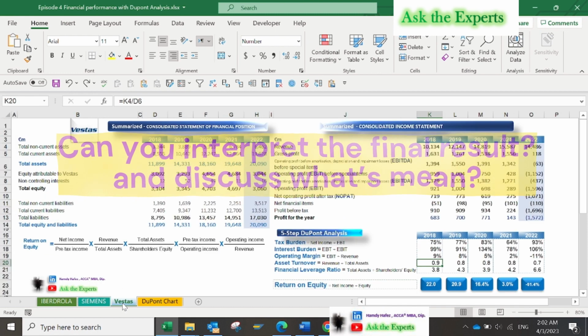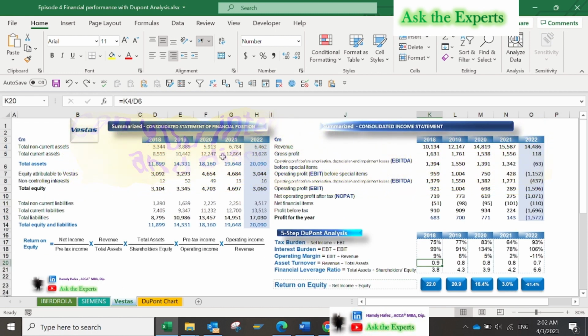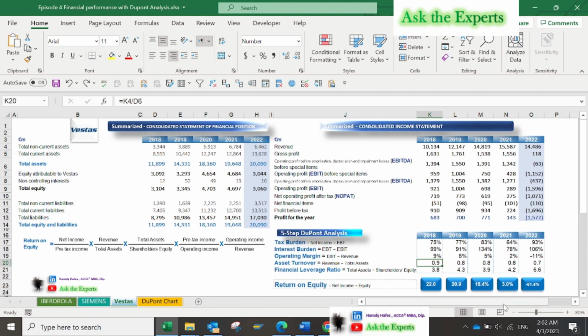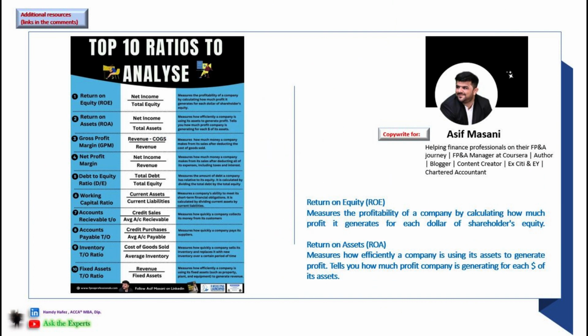The third and our last case study is Vestas. The same presentation and calculation. Again, can you interpret the final result and discuss what it means? But to help you, I'd recommend that you read a very helpful summary by Asif Masani. It's about the top 10 ratios to analyze. You'll find the direct link of the post in the comments.